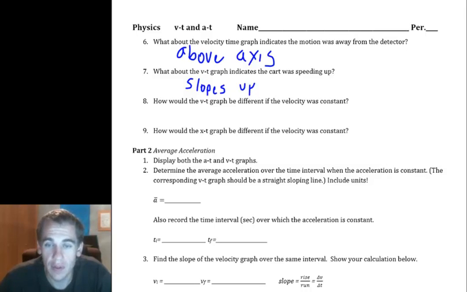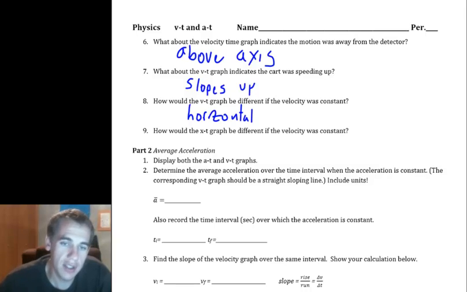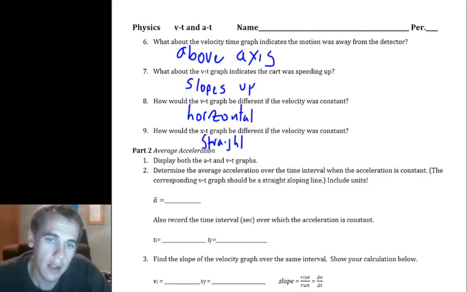How would it be different if the velocity was constant? Instead of sloping, it would be horizontal, right? This last one, be careful. How would the xt graph be different if the velocity was constant? It would be straight, not curved. All right, so those are pretty straightforward.